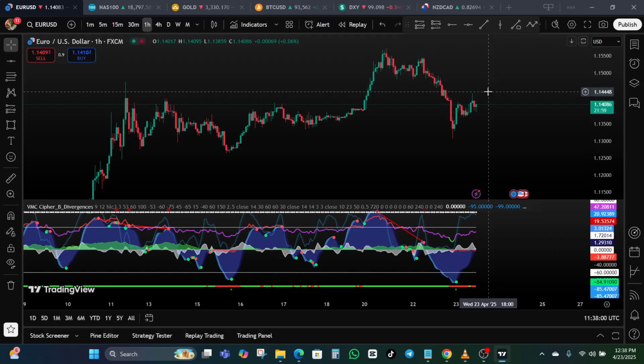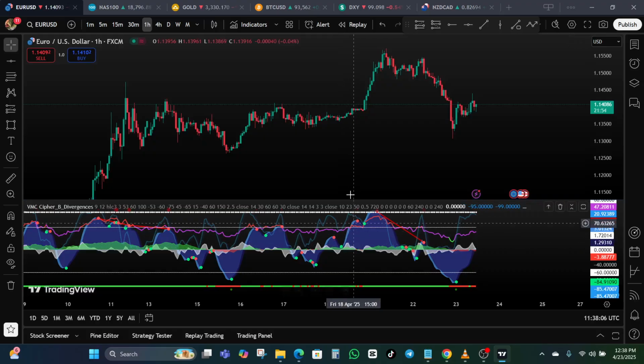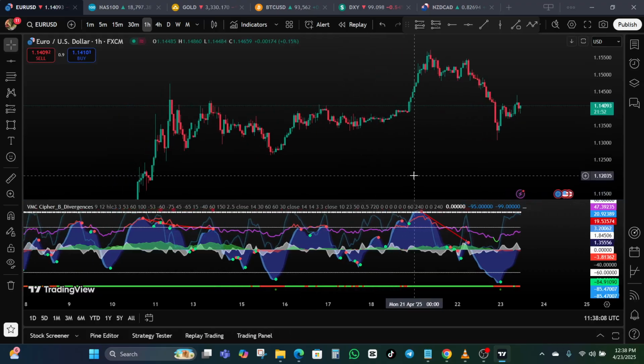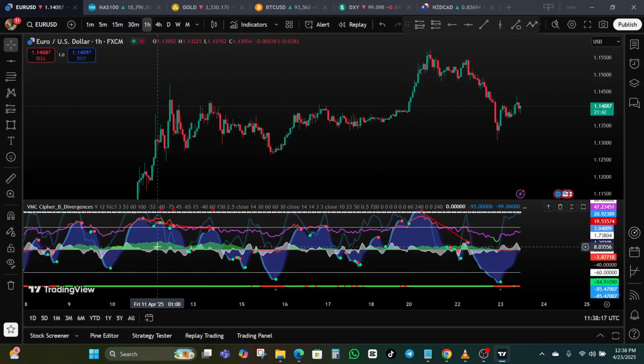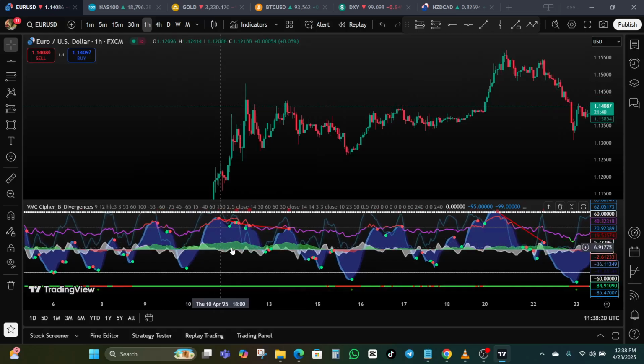So what is Vumanchu Cipher B? It is a custom oscillator, as you can see, that blends momentum, money flow, and volume-based data into one indicator. You will see waves, lines, and this green and red bar down here. These signal different shifts in momentum, in volatility, and all of that.